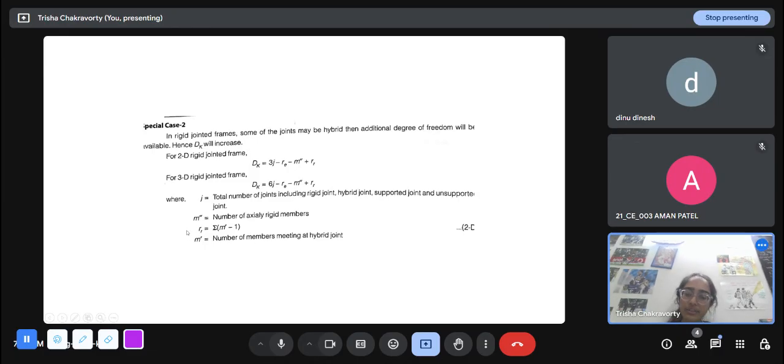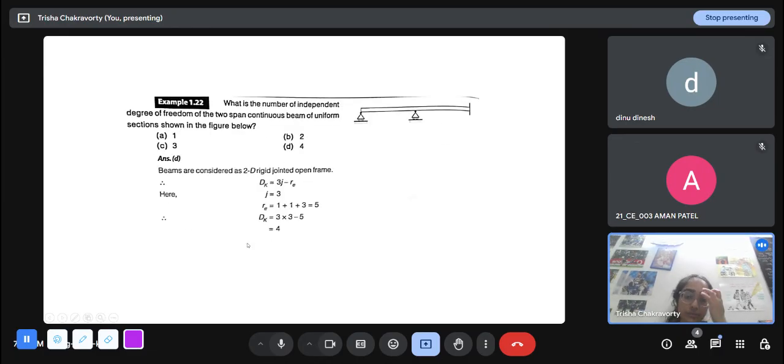This is for 2D, and we know for 3D it will be sigma 3 into m dash minus 1. So, the number of independent degrees of freedom for the two span continuous beam of uniform sections. It doesn't really matter whether the section is uniform or varying here. The beams are considered to be a rigid jointed open frame.